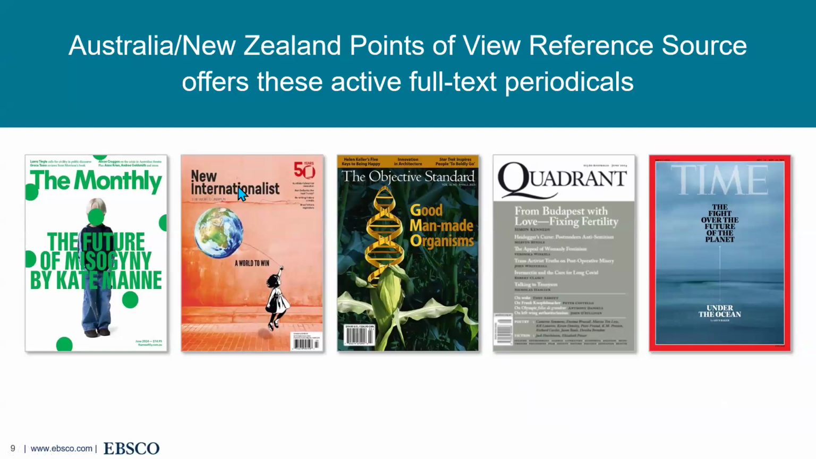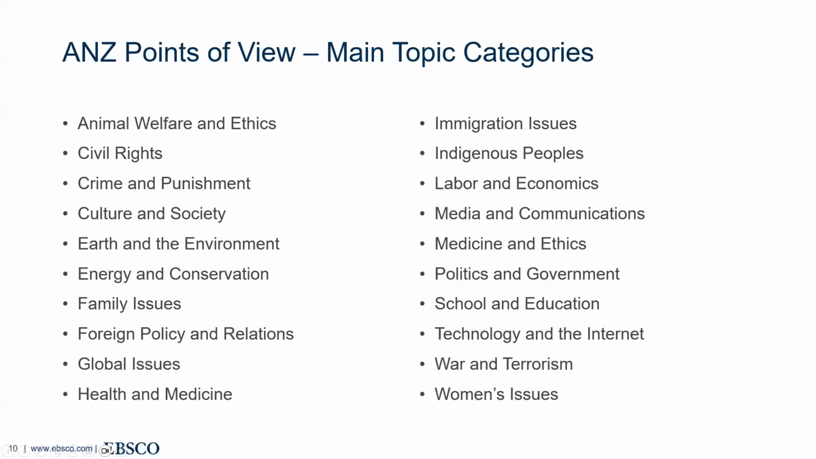I also wanted to provide you with a few slides that include the cover images of these reference full text periodicals that you will get access to through this resource. You can see we've got the Quadrant, the Time magazine, and so on. And we've got some main topic categories here. I just wanted to give you a very high level overview of the popular topics included in this resource. You can see animal welfare, culture and society, energy and conservation, family issues, global issues, politics and government, schools and education. These are some of the main topic categories. And when you click into these categories, you will also be able to browse through some of the subcategories under these main topic categories.